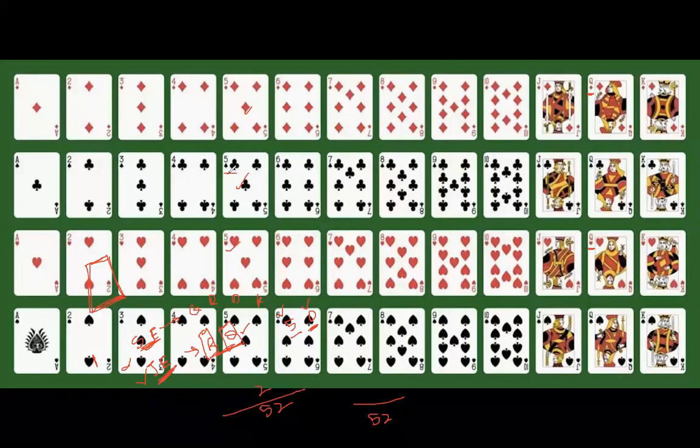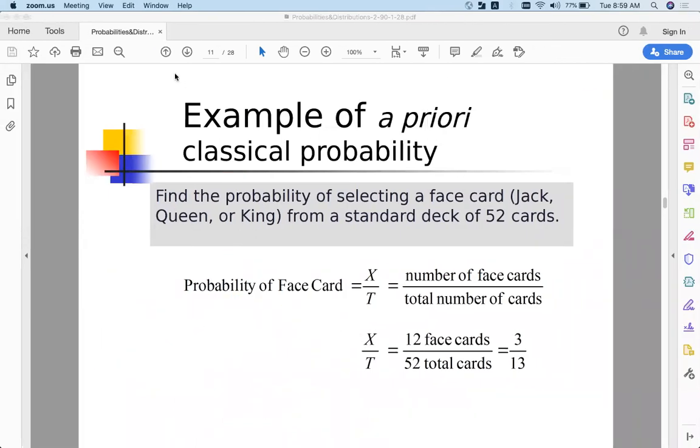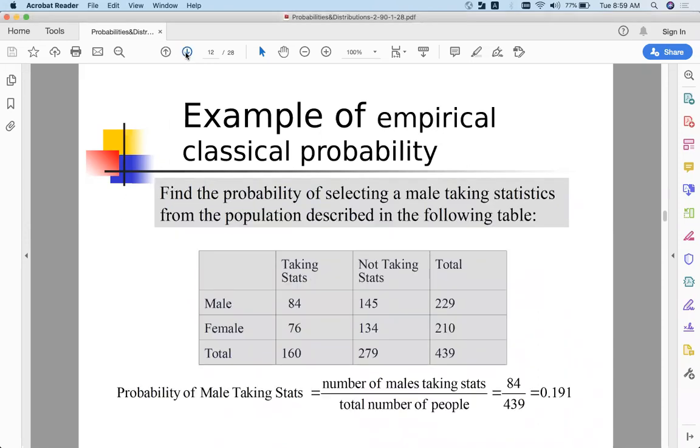So 5 of spades and 5 of clubs. So you basically 2 by 50. Okay, I hope that is clearing some of the confusion. So here also I'm asking the same confusing question: what is the probability of selecting male taking statistics? So two characteristics. For a joint event, a minimum of 2 characteristics will be required.